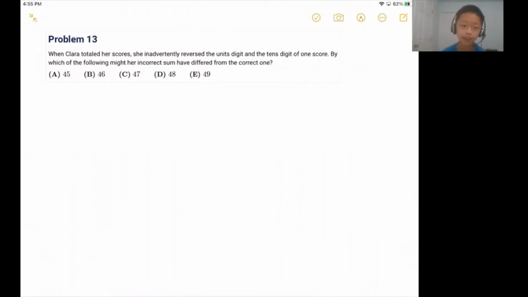So this is a pretty interesting question. We're given that when Clara totaled her scores, she inadvertently reversed the units digit and the tens digit of one score. We want to know by which of the following might her incorrect sum have differed from the correct one. So the idea for this question is, let's see what Clara can do.